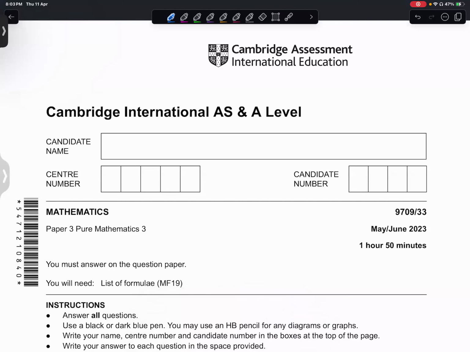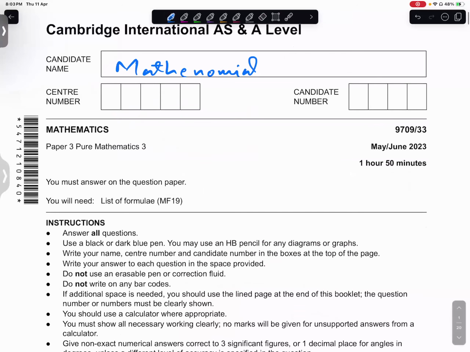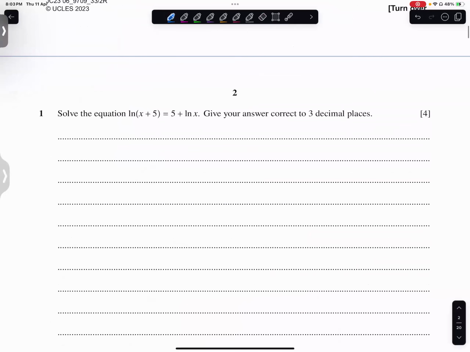So student, let's start the next paper, May-June 2023. The first question is from logarithm. Solve the equation ln(x + 5) = 5 + ln x, correct to 3 decimal places.